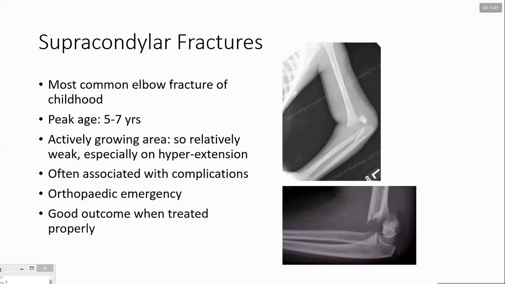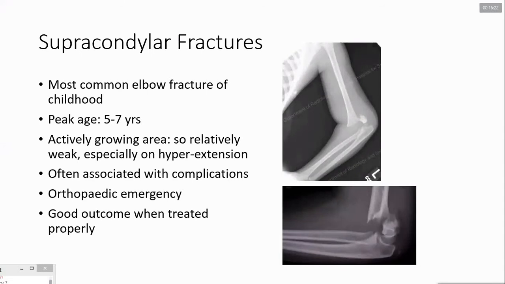So it peaks at the age of 5 to 7 years. That's the school and preschool age, where they are most active outdoors. And as I told earlier, because this is an actively growing area, and there is active bone formation and resorption going on around the metaphysis, it's a relatively weak area. And whenever there is a fall on an outstretched hand, the elbow tends to go into hyperextension, so that quite easily breaks the bone at the supracondylar area, where it is a thin plate of bone.